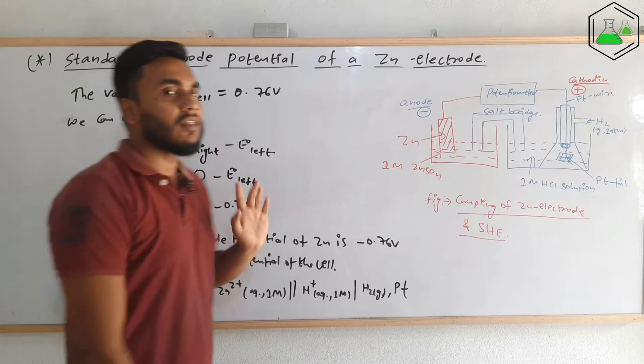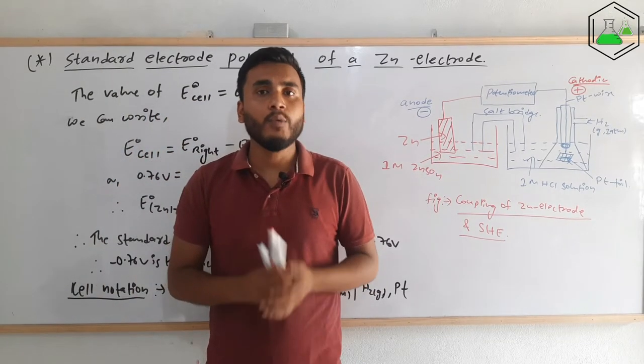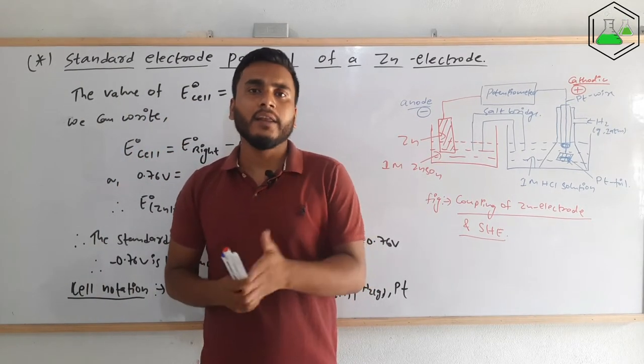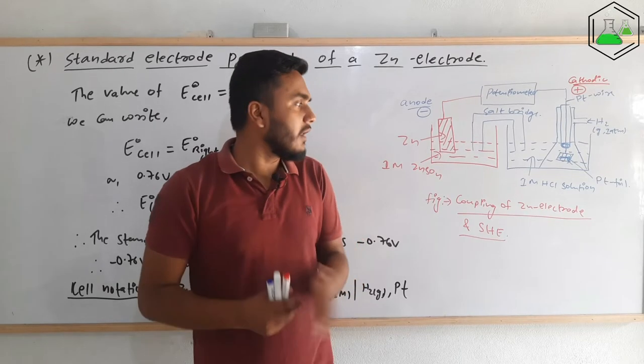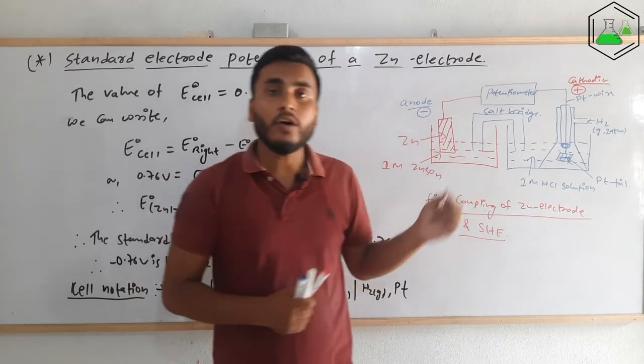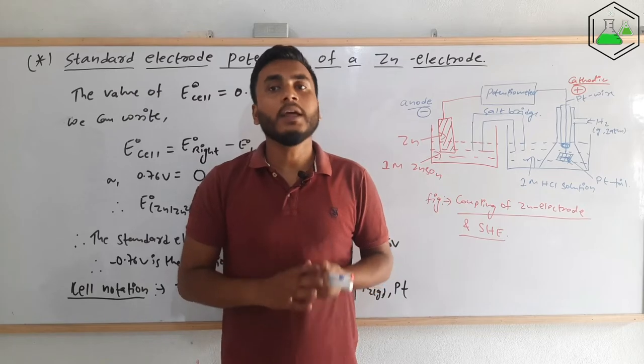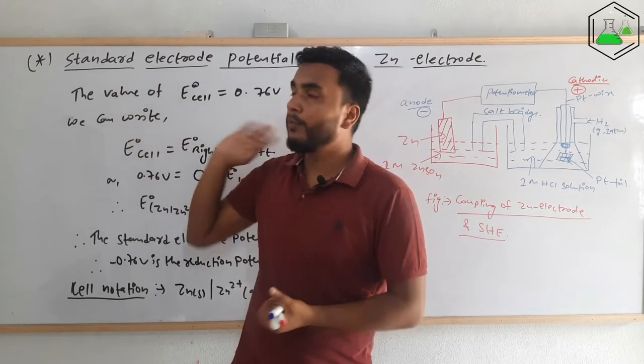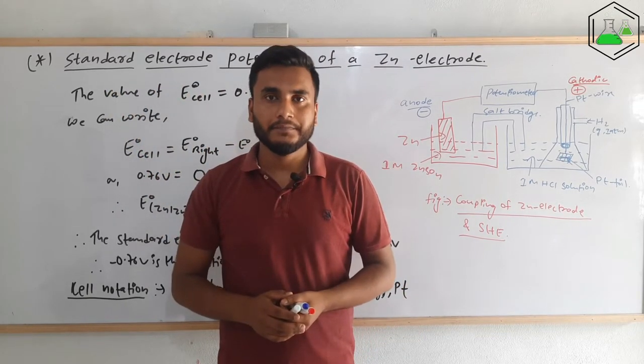-0.76 volt. So this is how we calculate the value of standard electrode potential of any electrode if it is behaving at the oxidation half. Now let's see how to calculate the standard electrode potential of a copper electrode.